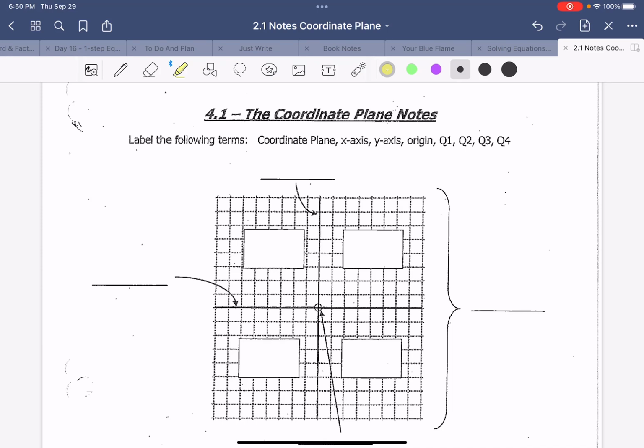Today we are going to be reviewing the coordinate plane, or our graphing. So let's label the following terms: coordinate plane, x-axis, our y-axis, our origin, and our quadrants. You'll see them also as Q1, Q2, Q3, Q4. And then I will show you another way that we also talk about these quadrants.